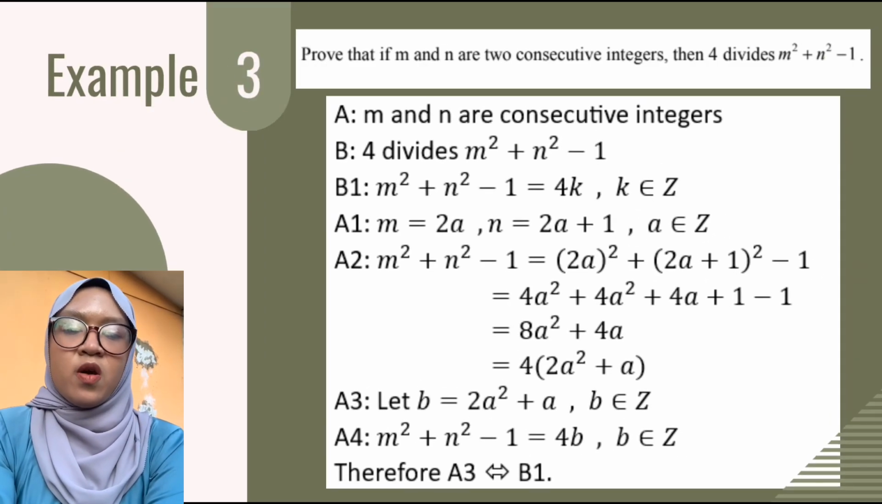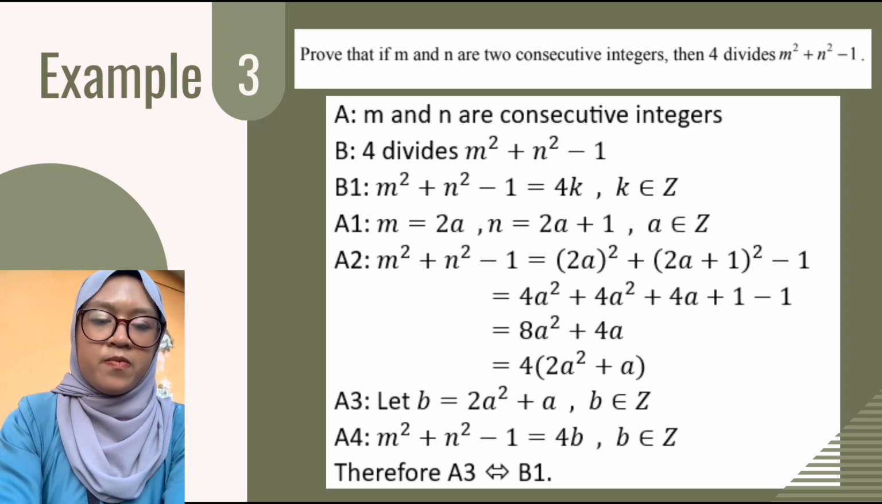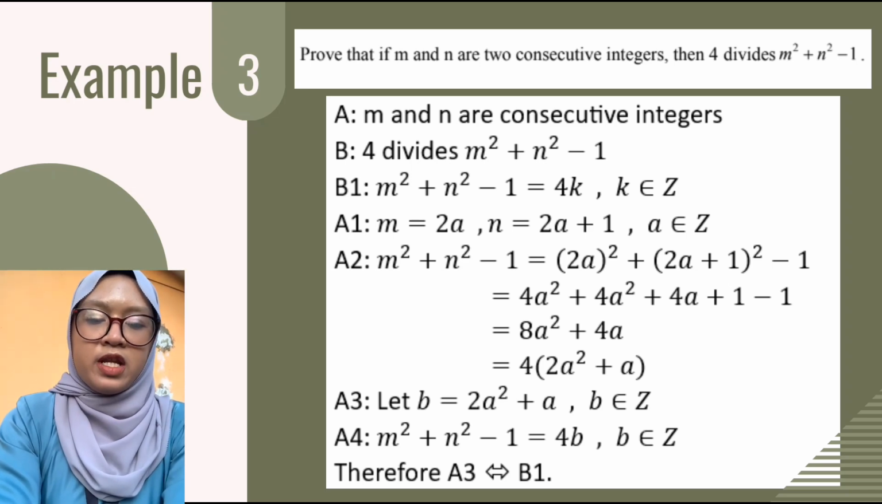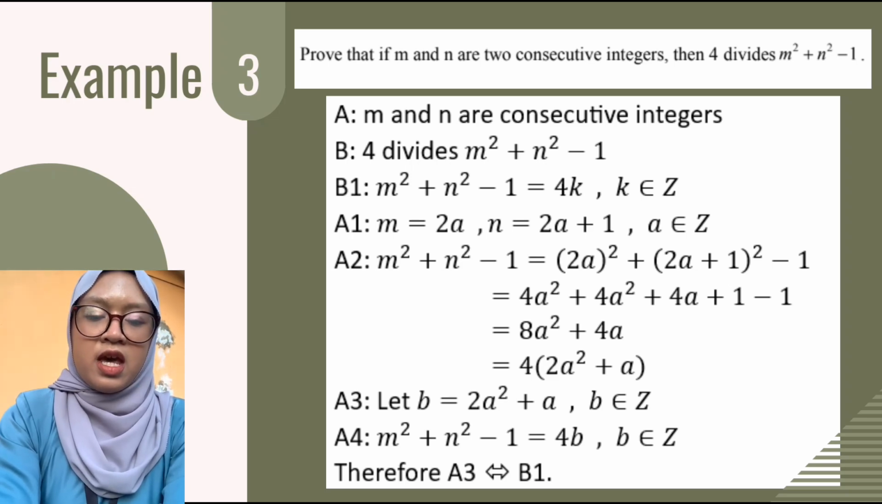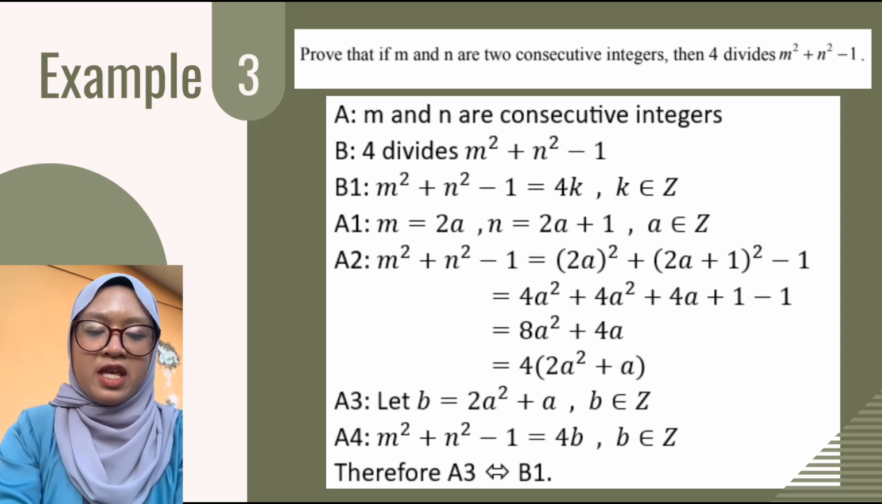And last is example 3. Prove that if m and n are two consecutive integers, then 4 divides m squared plus n squared minus 1. For A, m and n are consecutive integers. For B, 4 divides m squared plus n squared minus 1. B1 is m squared plus n squared minus 1 equals 4k, where k is an integer. A1 is m equals 2a and n equals 2a plus 1, where a is an integer. Then we replace m and n, so we get 2a squared plus 2a plus 1 squared minus 1. When we solve it, we get 8a squared plus 4a.